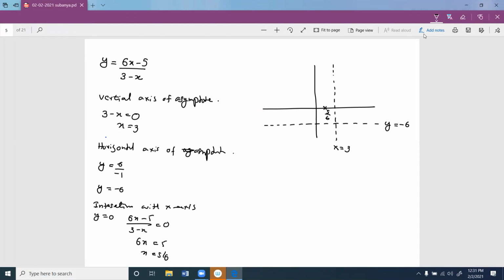Then the intersection with the y-axis. How do we get the intersection with the y-axis? You have to make x equals 0. Then y equals (6 times 0 minus 5) divided by (3 minus 0). So it turns out to be minus 5 over 3. Somewhere over here, it's not within the scale. Therefore, the graph should travel through these four points. You can just mark it like this. That's the shape of the graph.